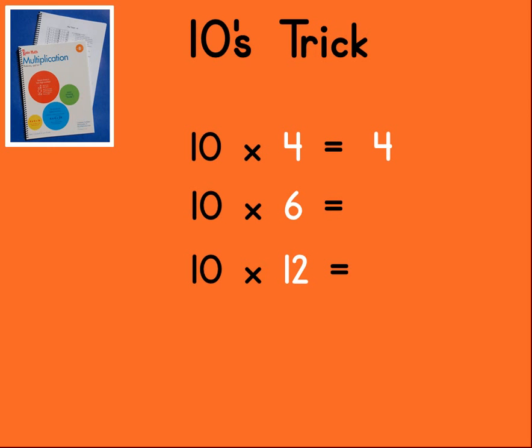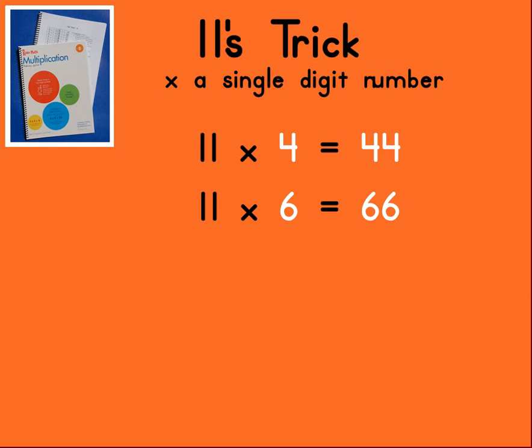4 and then a 0. 6, 0. 12, 0. Oh, it's just the number with a 0 on the end. So now all the kids can multiply by 10. Then we teach them the 11's trick times a single-digit number. What do you notice happened to the 4 to get 44?